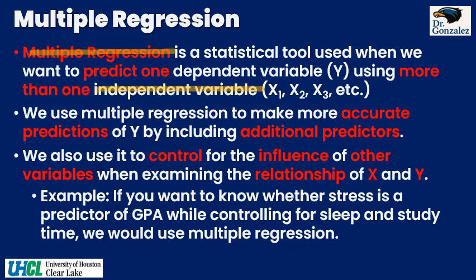We use multiple regression to make predictions of Y by including other predictors, because like I said, things don't happen in isolation. And at the same time, we want to control for the influence of other variables. An example is if I want to know whether stress is a predictor of GPA while controlling for sleep and study time, I would need to use multiple regression.